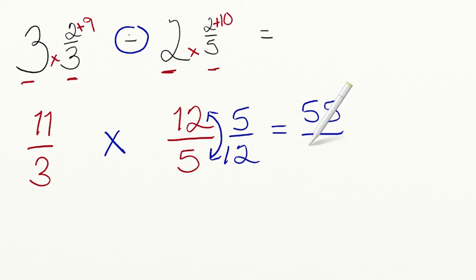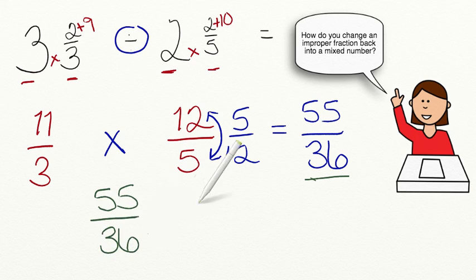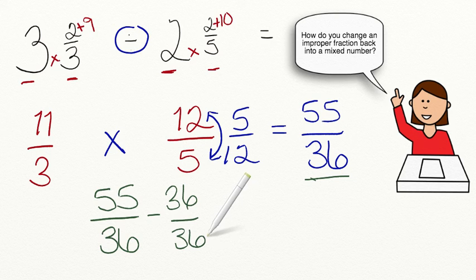3 times 12 equals 36. So how do you change an improper fraction back into a mixed number? Well, you need to find out how many times your denominator can fit into your numerator. So we have 55, 36, and 36 can only go into 55 one whole time. So we're only going to subtract out one whole, which is 36/36. That's going to leave us with 19/36.